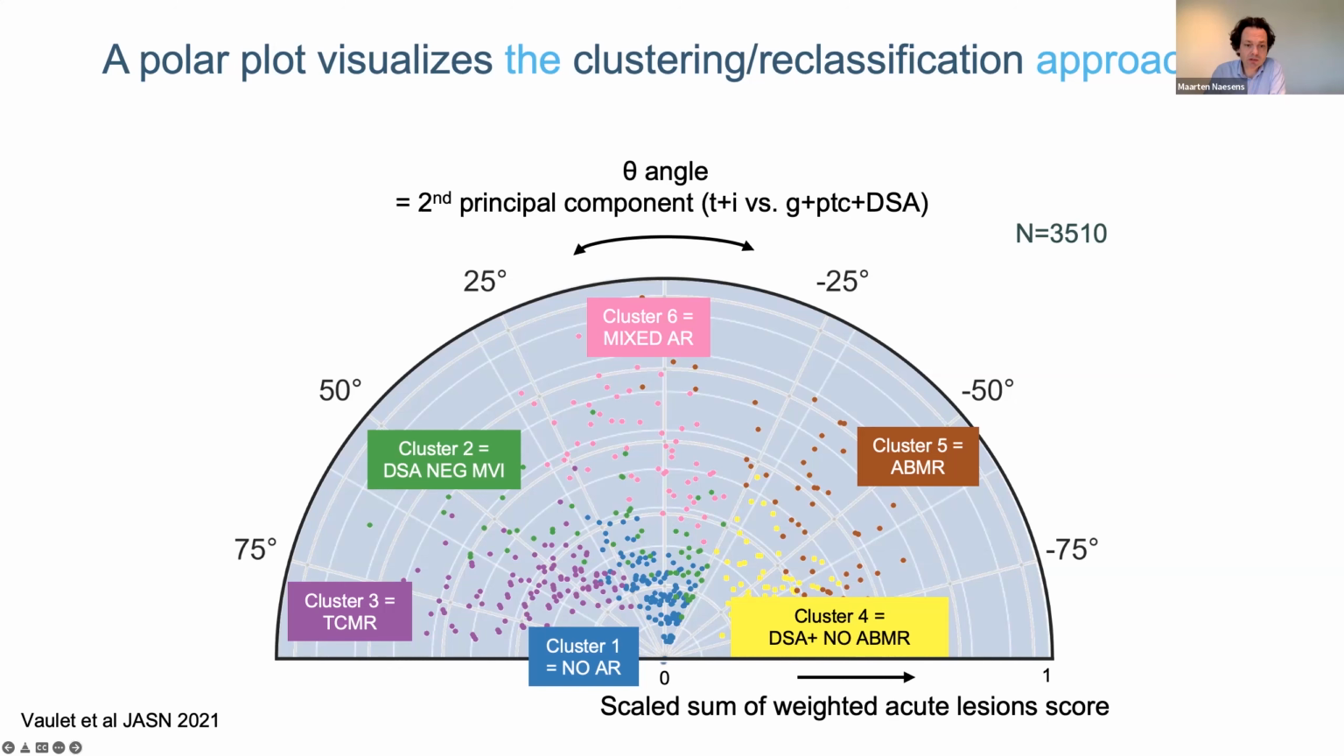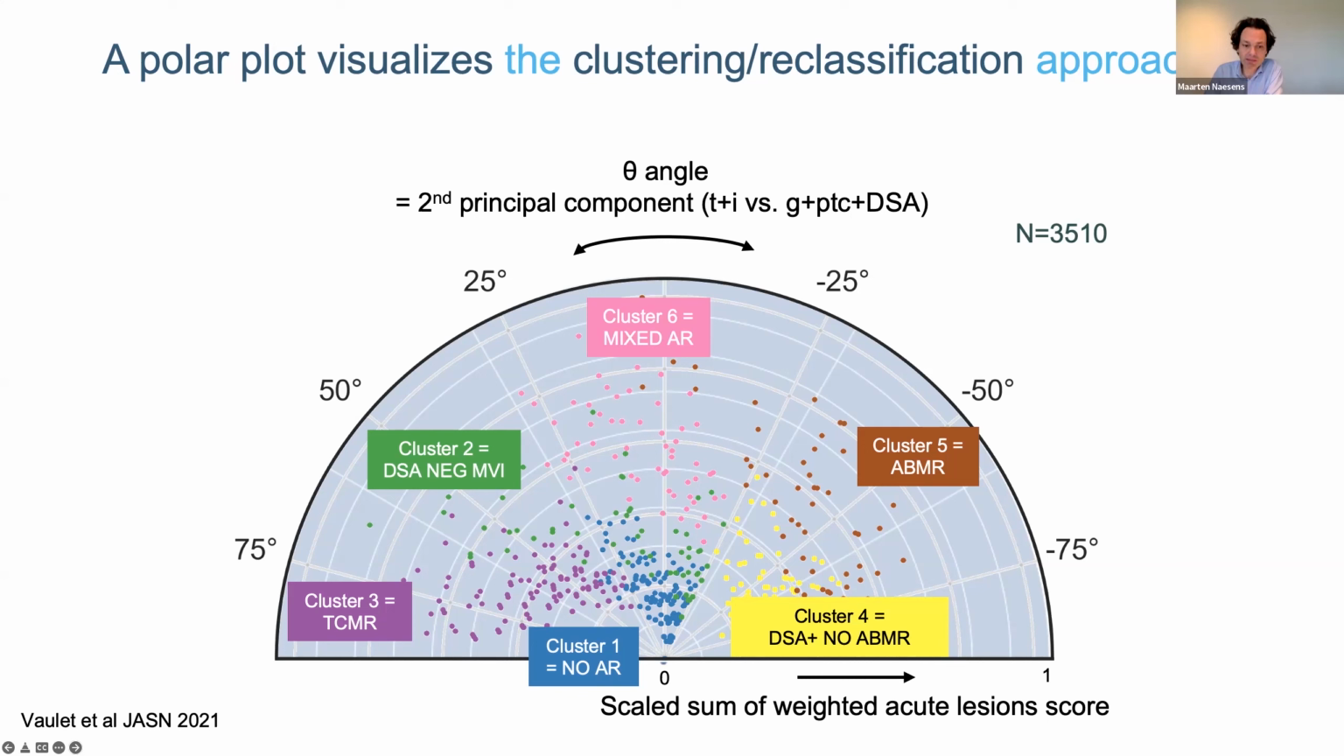Cluster 1 is the cluster with absence of rejection, and cluster 2 is DSA negative microvascular inflammation. Cluster 3 is the T-cell mediated rejection cluster, cluster 4 is a cluster of DSA positive cases that do not have the histology of antibody-mediated rejection, cluster 5 has the features of antibody-mediated rejection, and then cluster 6 combines T-cell mediated rejection lesion scores with antibody-mediated rejection lesion scores. So the place on the polar plot, on which each dot represents a single biopsy, indicates in which cluster a given biopsy is located.